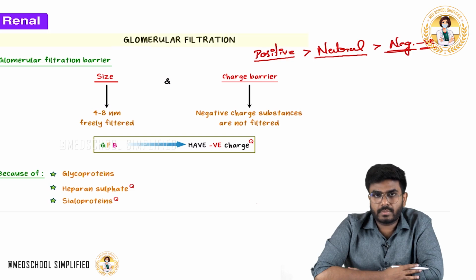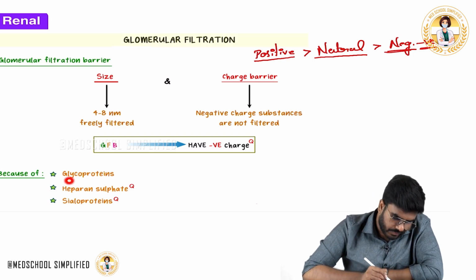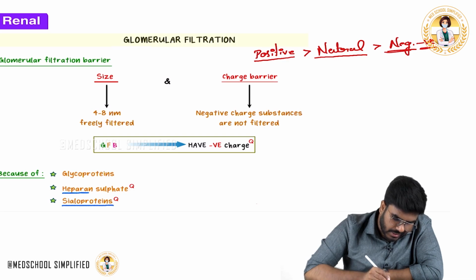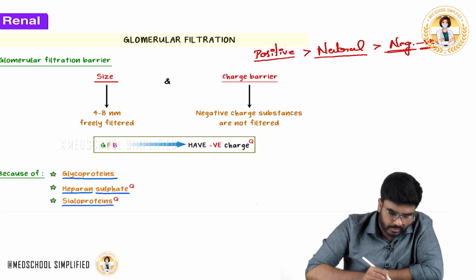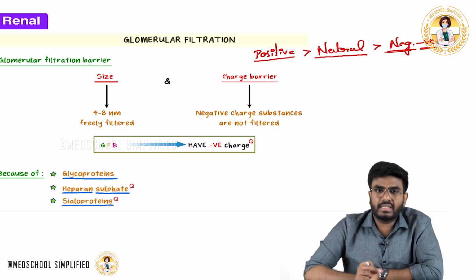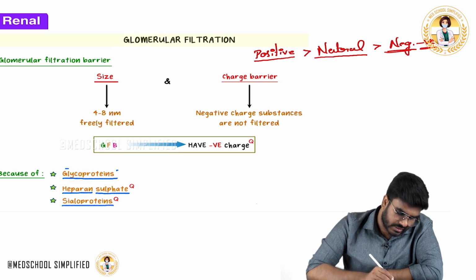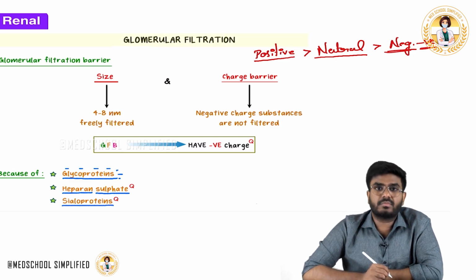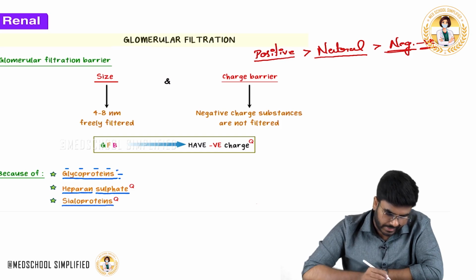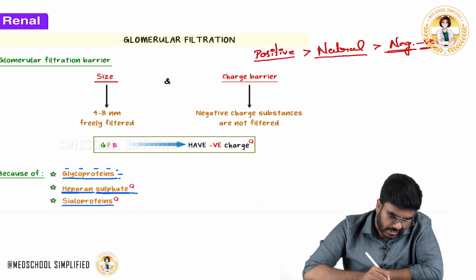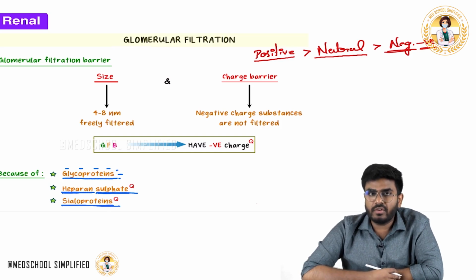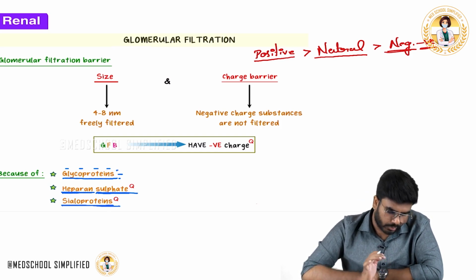The negative charge of the glomerular basement membrane is because of the presence of heparan sulfate, glycoproteins and sialoproteins. These substances are present in the glomerular filtration barrier; they are an integral part of it. These substances are negatively charged, so the glomerular basement membrane also has negativity, and negativity will repel negativity. So tell me guys, the glomerular basement membrane is having which charge? Negative charge. And the negative charge is because of heparan sulfate, sialoproteins and glycoproteins.